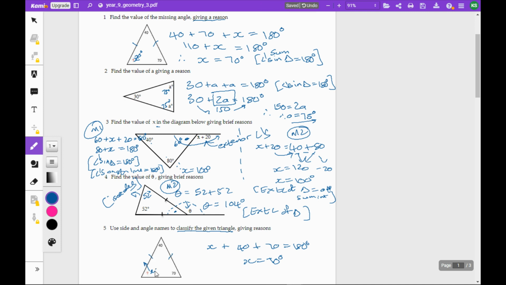And therefore those two will be equal because they'll both be 70, right? So how would you classify this triangle? This is an isosceles triangle. All right, those two are equal. And it's also an acute angle triangle because all the angles are less than 90, right? So it's an acute triangle and isosceles at the same time.